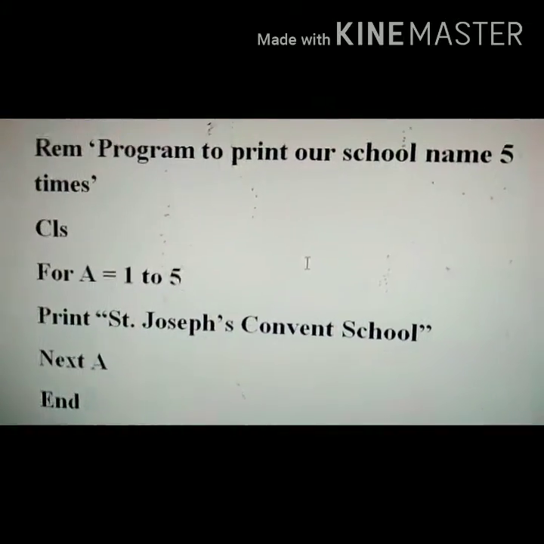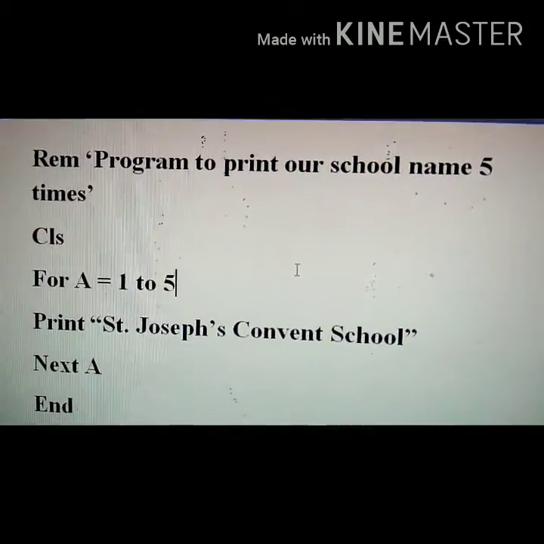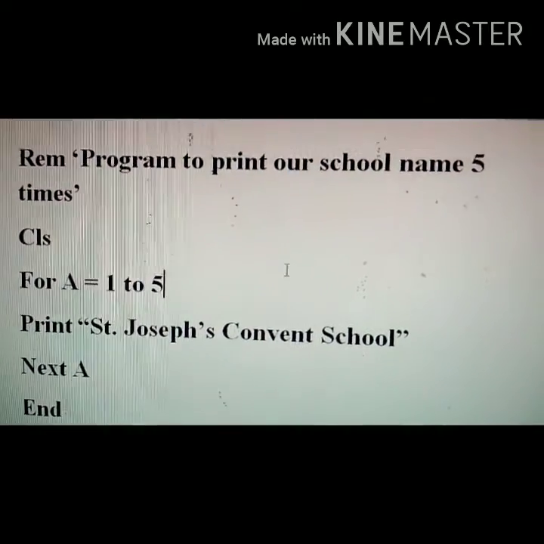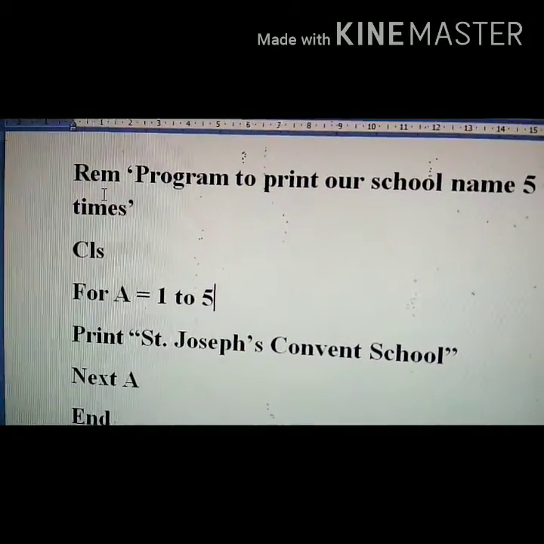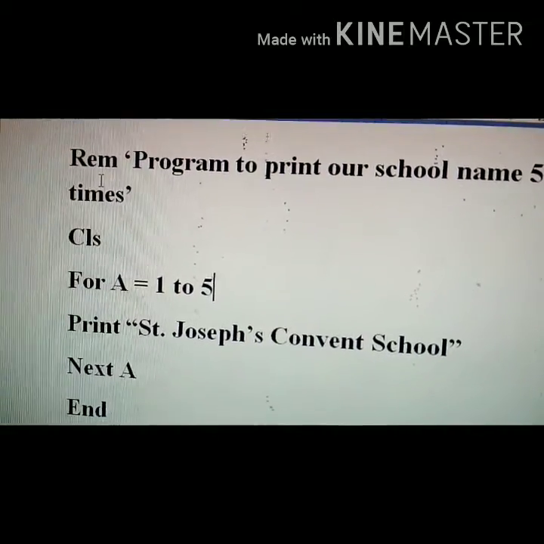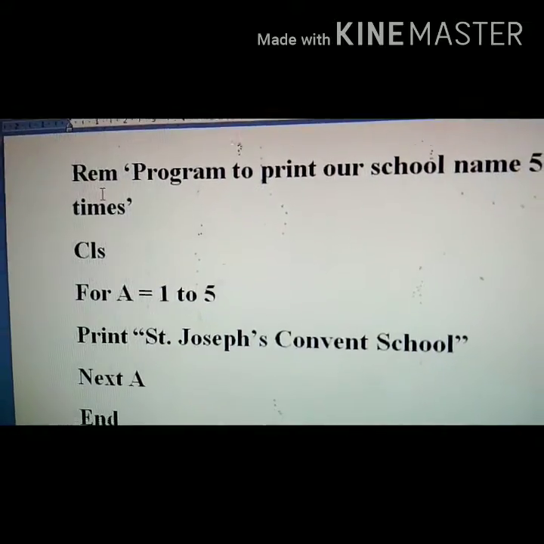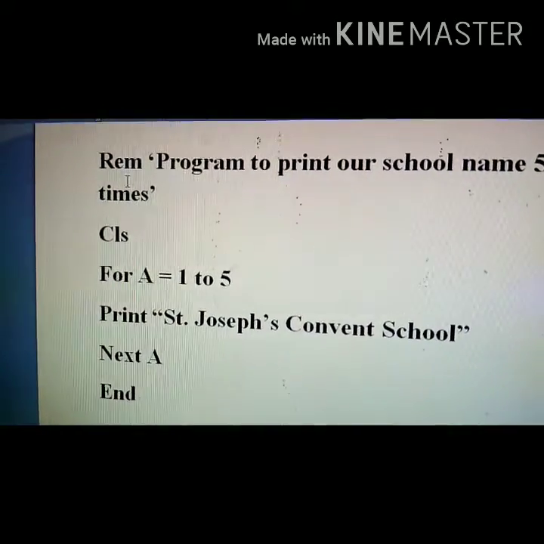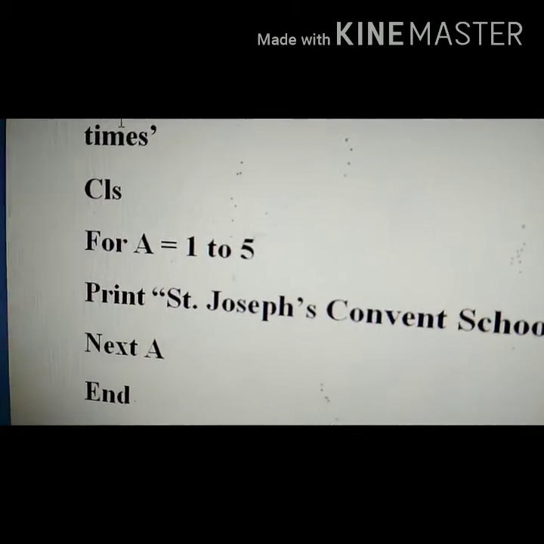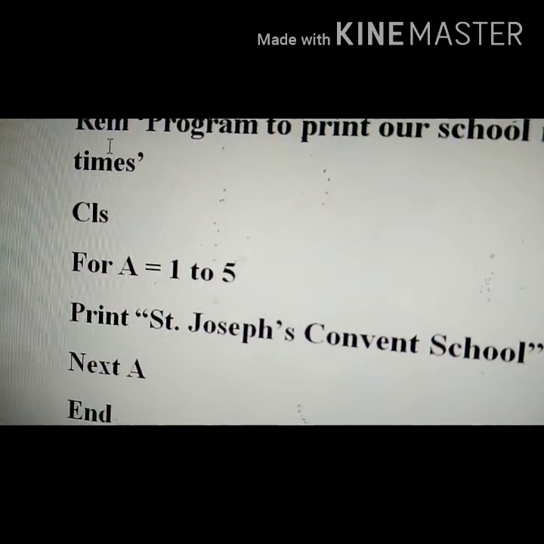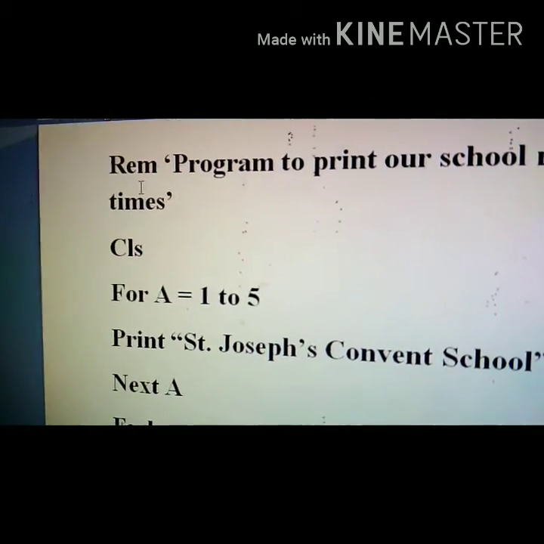The first statement is REM, program to print our school name 5 times. We know that REM stands for remark. This is nothing but a comment for your program about the content of your program. Then the second statement is CLS, which is used to clear the screen. Suppose you have drawn something on your screen, to get the output we can clear that screen using this CLS statement.